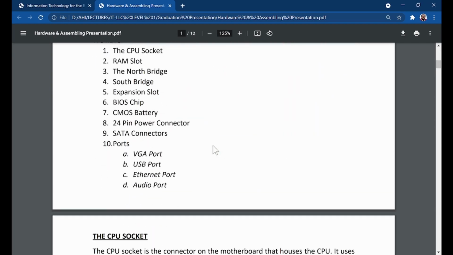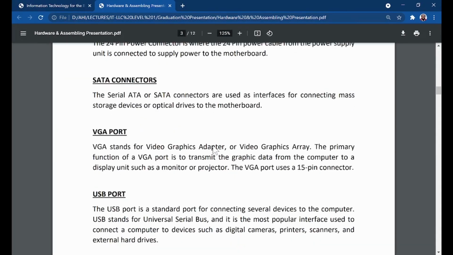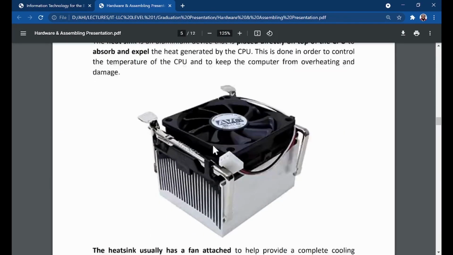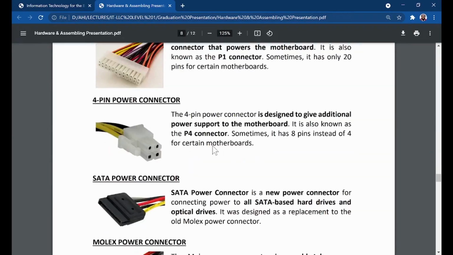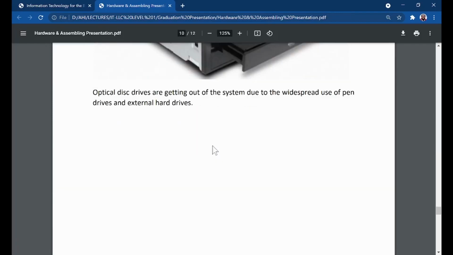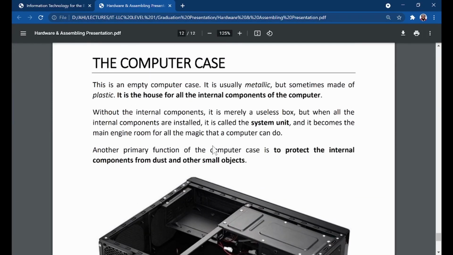I'm using two notes that I have prepared to help us get a full understanding of the components we are learning. So the computer case, I have something else written here. It says that this is an empty computer case. It is usually metallic, but sometimes made up of plastic. It is a house for all the internal components of the computer.